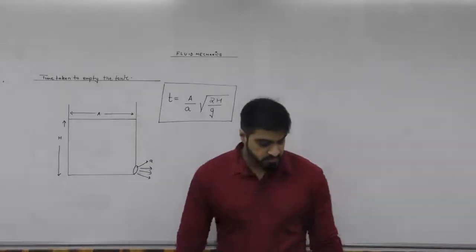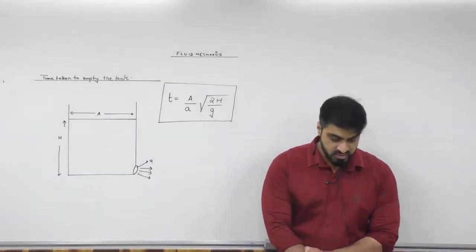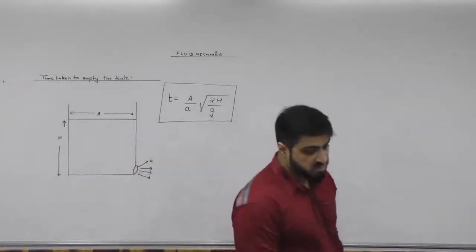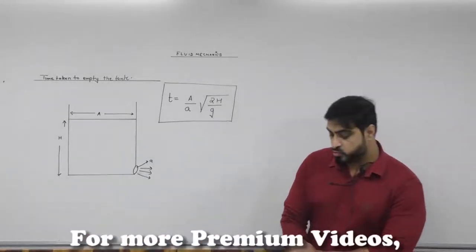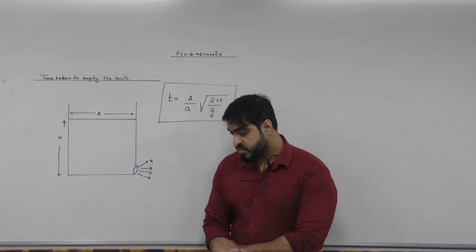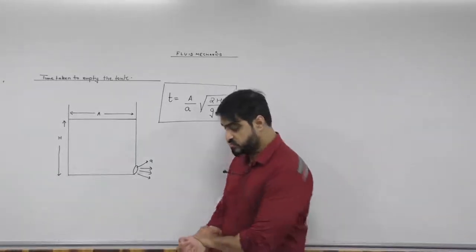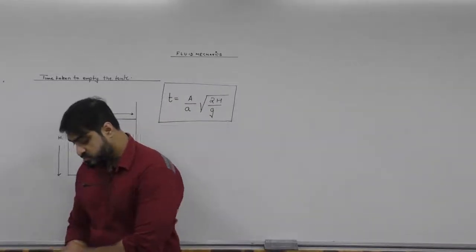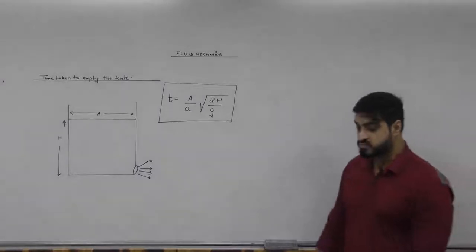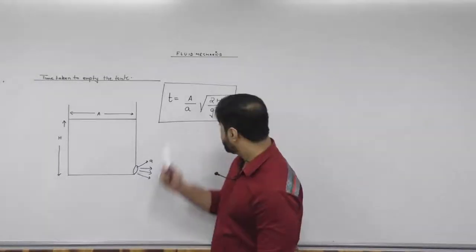First question. Time taken to empty first half, that is from H to H by 2, is T1. And the second half, that is H by 2 to 0, is T2. Find ratio of T1 to T2. Theek hai? 1 minute, try. Formula aapke samne hai.